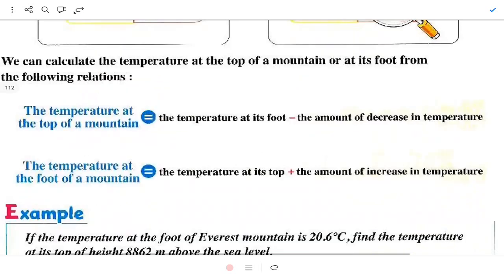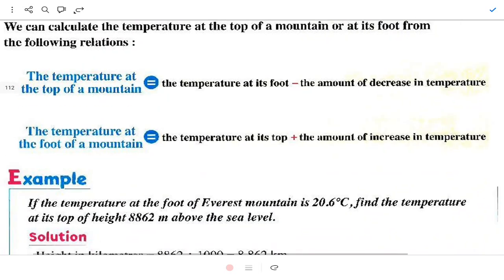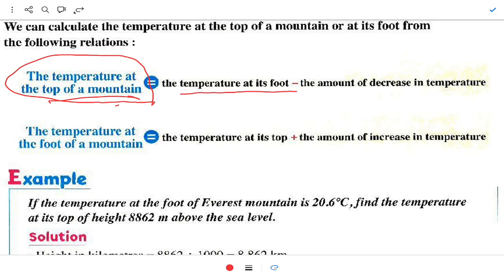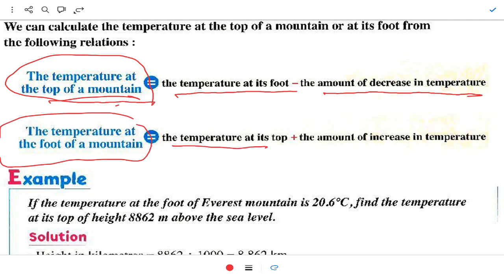But we have another law. The temperature at the top of the mountain equals the temperature at its foot minus the amount of decrease in temperature. The temperature at the foot of the mountain equals the temperature at its top plus the amount of increase in temperature.